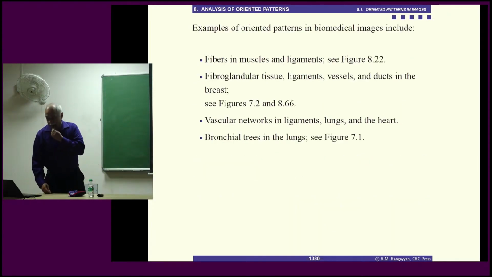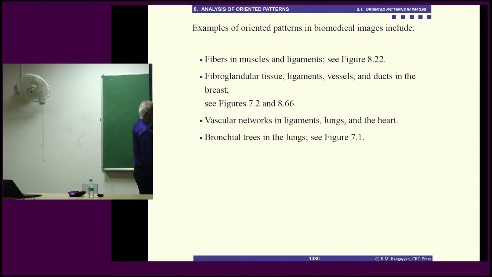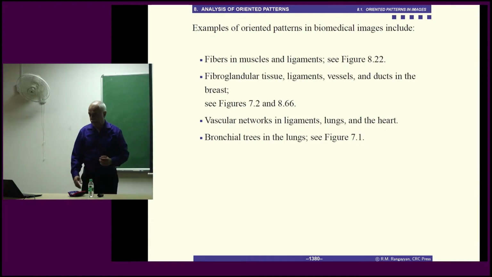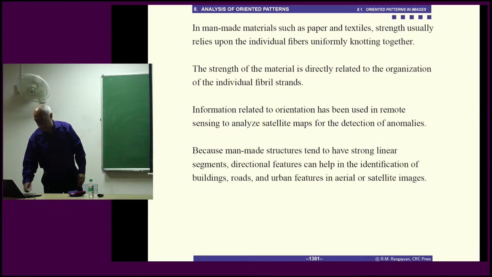So a few examples: fibers in muscles and ligaments. Fibroglandular tissues, ligaments, vessels, and ducts in the breast, and vascular networks in ligaments, lungs, and the heart, and bronchial trees in the lungs. There are a number of figures in the notes that you can refer to later on, and we have gone through some of them.